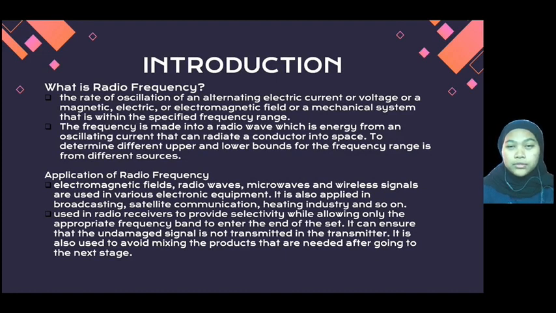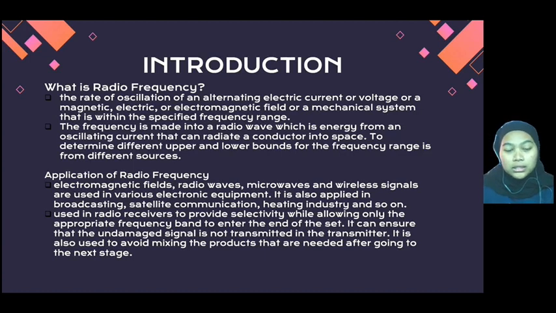So first, what is radio frequency? Radio frequency is the rate of oscillation of an alternating electric current or voltage, or of a magnetic, electric or electromagnetic field or mechanical system within the specified frequency range. Then the frequency is made into a radio wave, which is energy from an oscillating current that can radiate from a conductor into space. The upper and lower bounds for the frequency range differ from source to source.